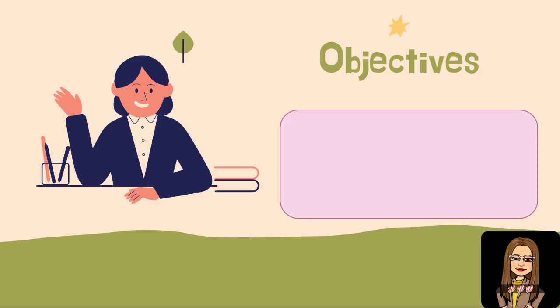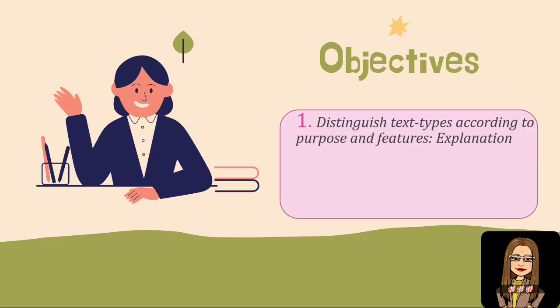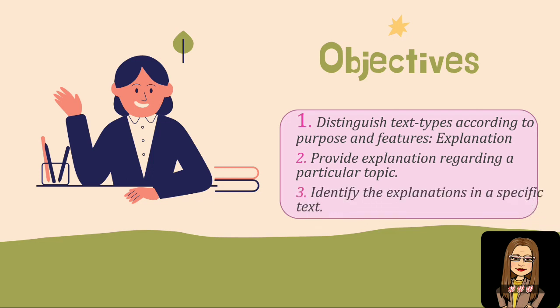Before we proceed to our discussion, let me read to you the objectives of the lesson. Number 1. Distinguish text types according to purpose and features. Number 2. Provide explanation regarding a particular topic. Number 3. Identify the explanations in a specific text.